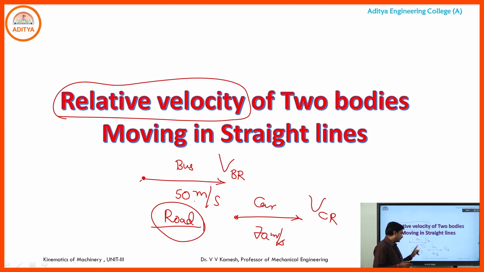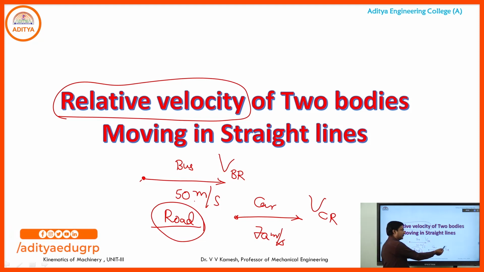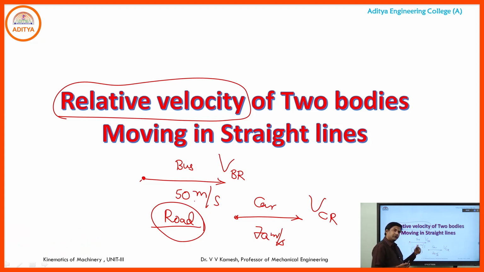So, if it is compared with the road, it is 50. If it is compared with the road, it is 70. Now, the bus is compared with the car, right? So, the relative velocity will be the difference of VBR and VCR. This is moving with 70, this is moving with 50. That means the car is far ahead of the bus. That means the bus is trailing, right? So, in the race, the car will be in front, the bus will be at the back.